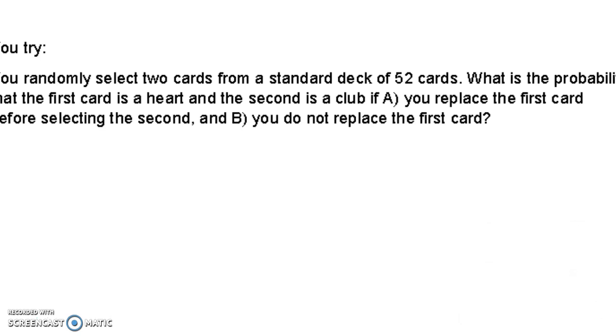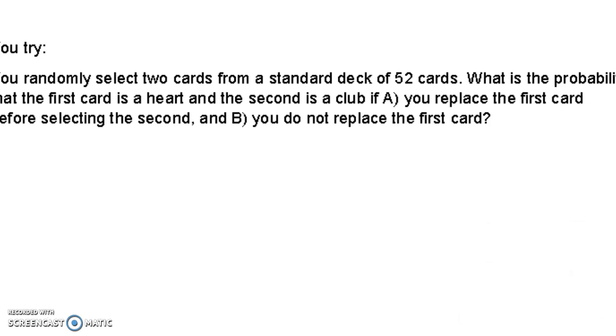The second case is we do not replace the first card. So we take the first card out and then we don't put it back. So now when we select a second card, there's 1 fewer card in the deck. So let's walk through this. There's a 1 in 4 chance that the first card we select is a heart, because 1 out of every 4 cards is a heart, 13 out of 52.